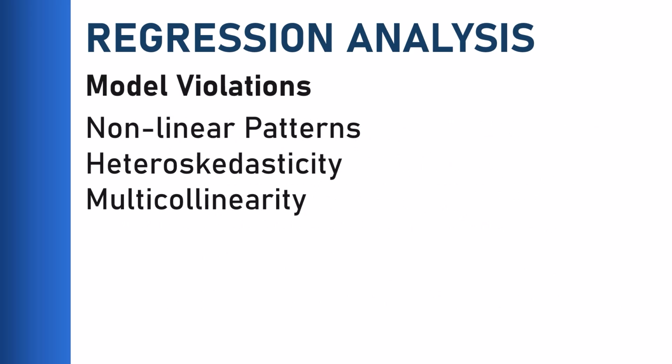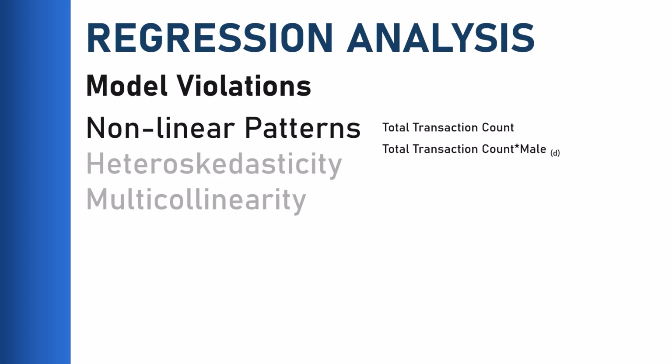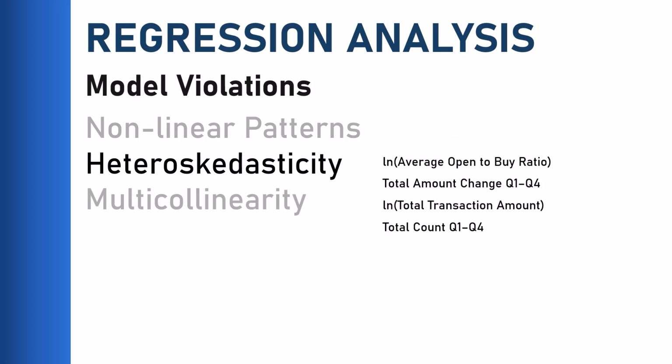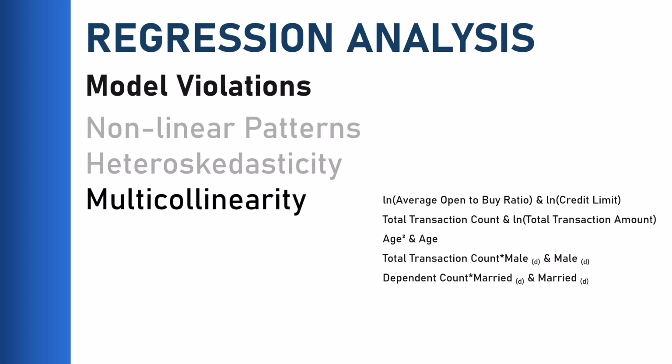Notably, the final model did have several regression violations, including nonlinear patterns, heteroscedasticity, and multicollinearity. These are the variables with nonlinear pattern issues. These are the variables with heteroscedasticity issues. And these are the variables with multicollinearity issues. No corrections were implemented to address these violations for these specific variables to preserve the interpretability of the model or due to the corrections not being needed or appropriate for the respective variables.